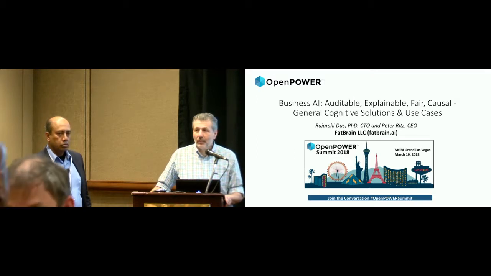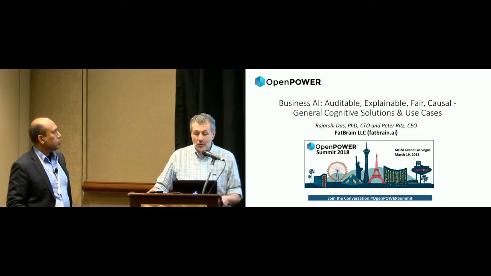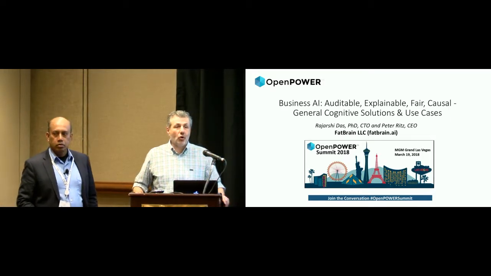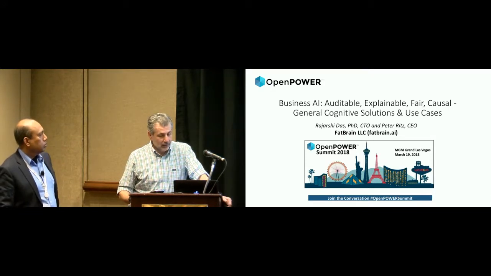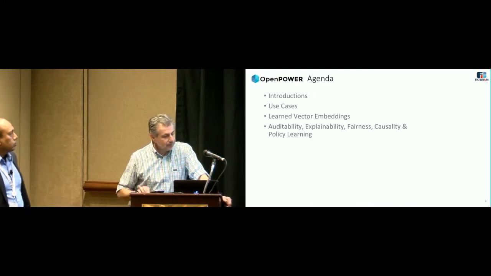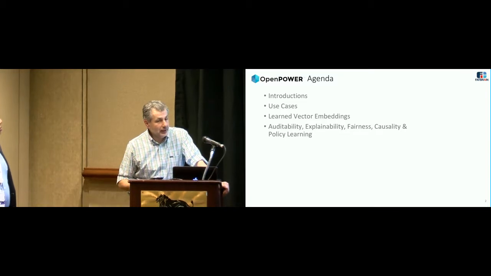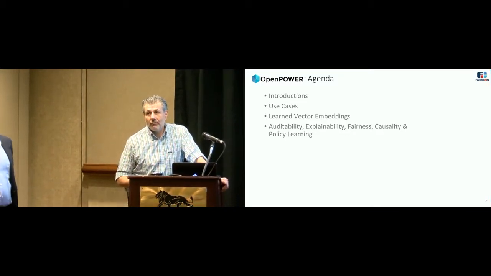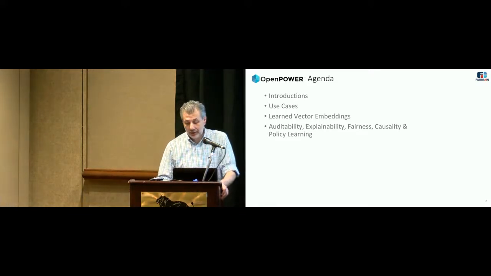And what we're going to talk about today is cognitive solutions, but cognitive solutions which are auditable, explainable, fair, and causal, and how all these come together in the use cases. So at a very high level, we'll talk a little bit about the context and the background, the idea of what we call learned vector embeddings, and then auditability, explainability, fairness, causality, and policy learning, just to tantalize everybody's appetite.